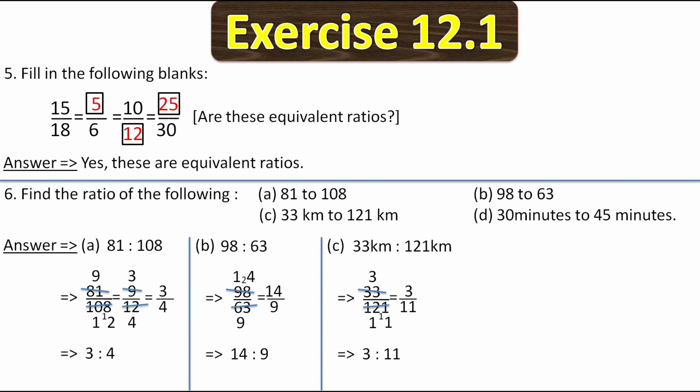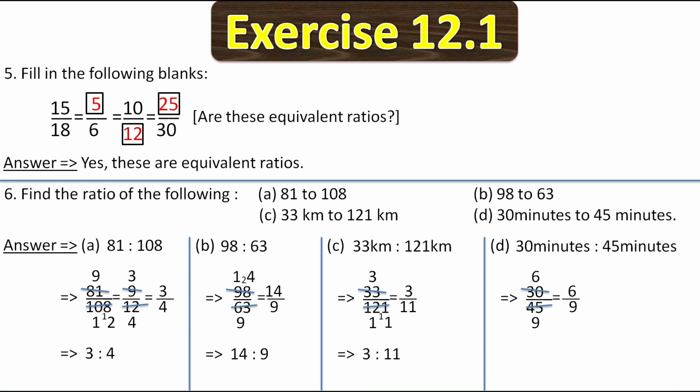Now we have next as 30 minutes to the 45 minutes. So let's make it in simplest form. 30 upon 45. Let's divide it by 5. 5 6s are 30 and 5 9s are 45. Now again we have to divide this because 6 and 9 are divisible by 3. So 3 2s are 6 and 3 3s are 9. So we got the simplest ratio as 2 is to 3.